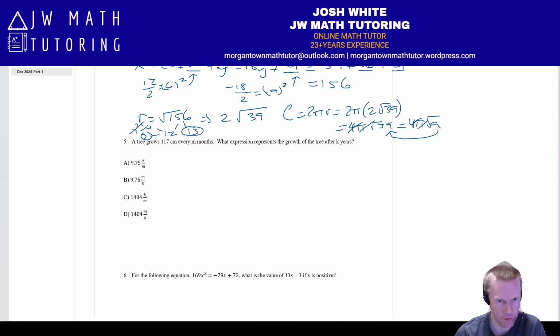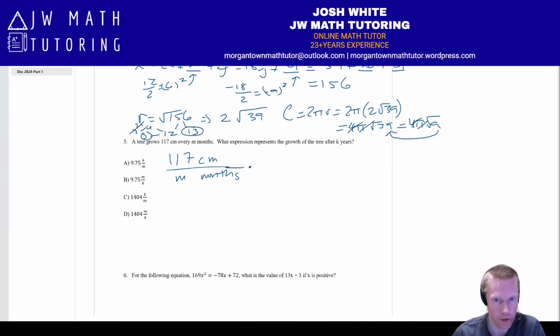Here is, I think, the easiest way to figure this type of problem out. You know you're starting with 117 centimeters per m months. All right. Now, we're going to just do unit conversion. Basically, this is factor label. I want the final answer to be the number of centimeters for k years. I'll show you what I mean.